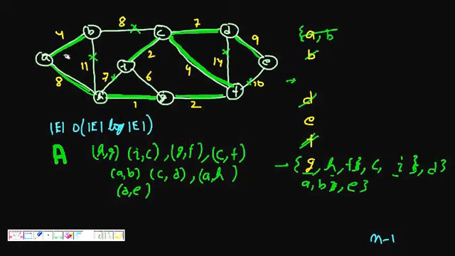So in our minimum spanning tree, how many edges are there? 1 2 3 4 5 6 7 8. So 8 edges are there, and you see that 8 edges should be there in 9 nodes. Okay, so this forms.